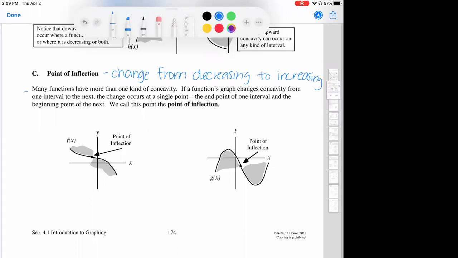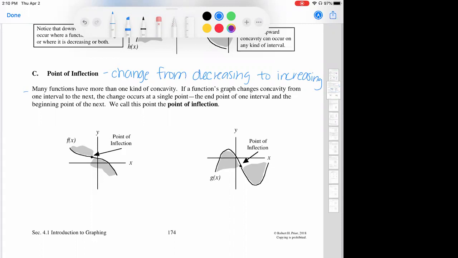Let's see what the book says. Many functions have more than one kind of concavity. If a function's graph changes concavity from one interval to the next, the change occurs at a single point, the end of one interval and the beginning point of the next. We call this point a point of inflection.